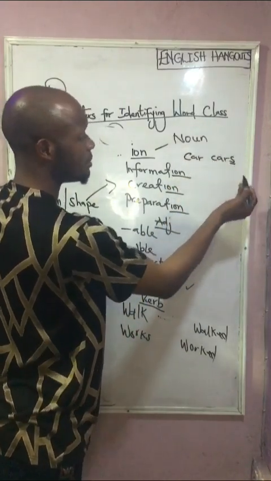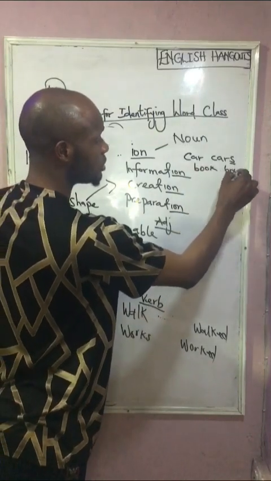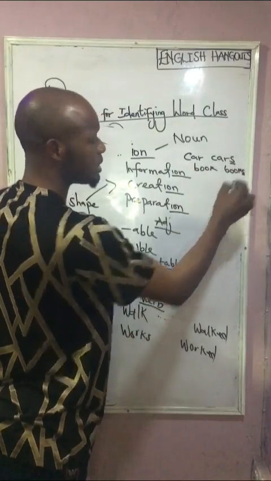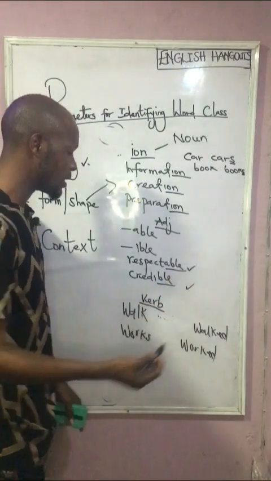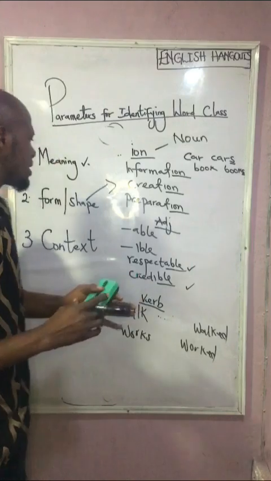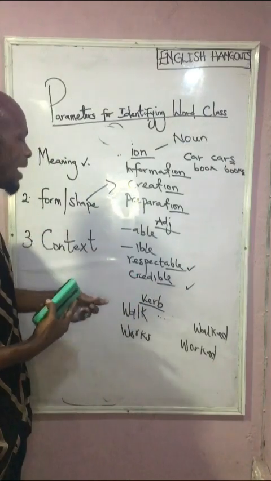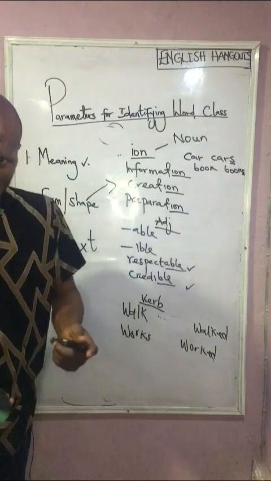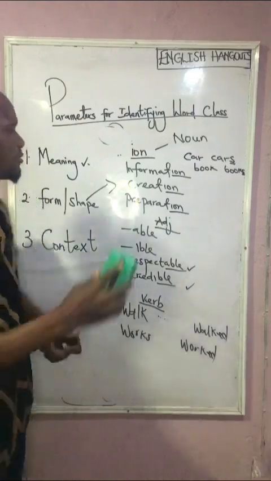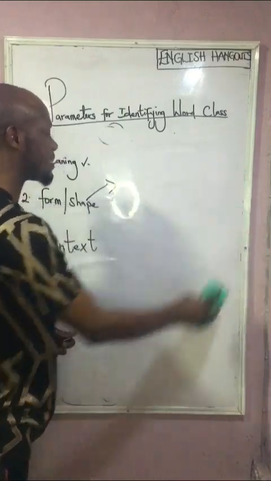Inflection. Book. Adding inflection here will make this a plural: books. The same thing applies to verbs. This is another parameter that can be used to identify word class. Are we on the same page? Beautiful. The last parameter is context.